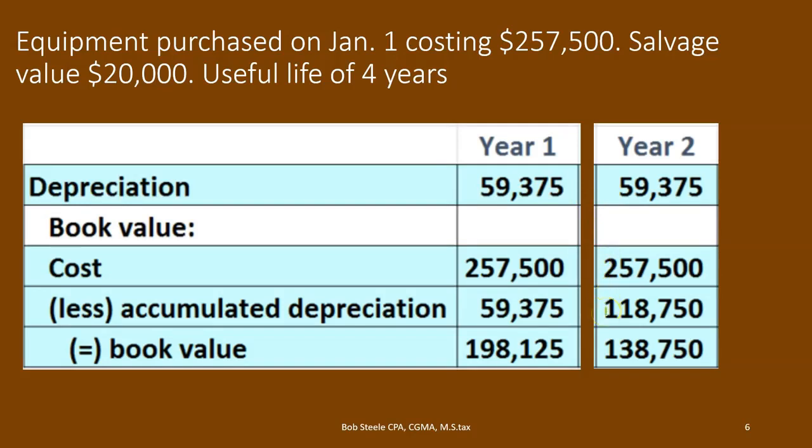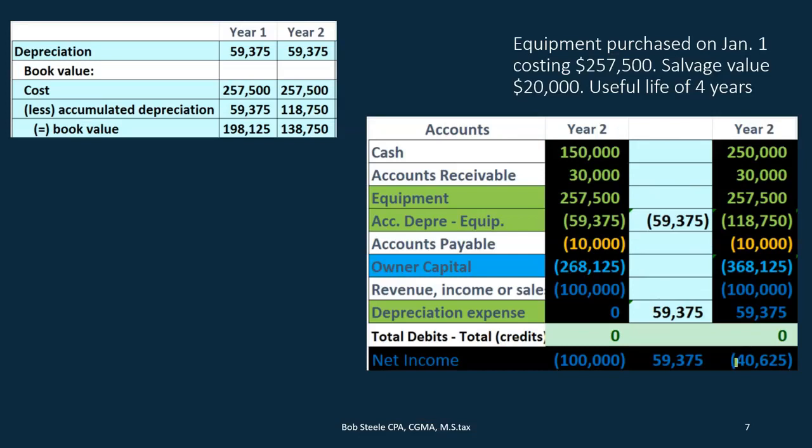The accumulated depreciation, on the other hand, is the prior year's accumulated depreciation plus the current year's depreciation expense. That's one way to think about it. Or it's the depreciation expense over the life of the asset to this point. So the 59,375 plus the 59,375 will give you the accumulated depreciation of 118,750. How do we calculate the book value? We take the cost less the accumulated depreciation, giving us the book value of 138,750. So let's look at that in terms of our trial balance.